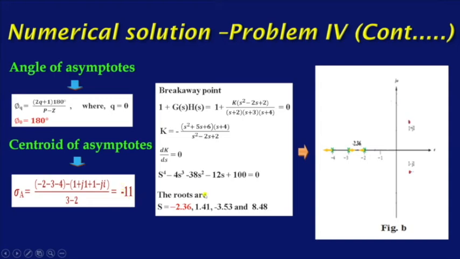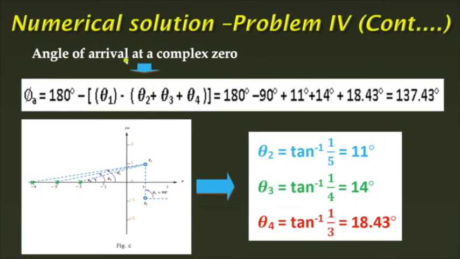The centroid of the asymptote is -11, and the asymptote angle is 180 degrees. Then find the angle of arrival at a complex zero. The angle of arrival is the angle at which the locus arrives at the zero in the S-plane.